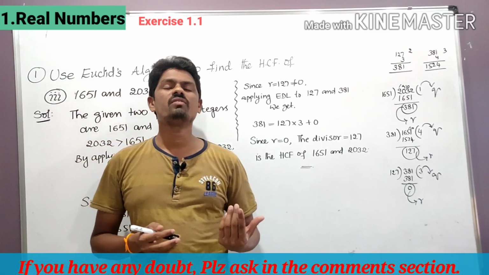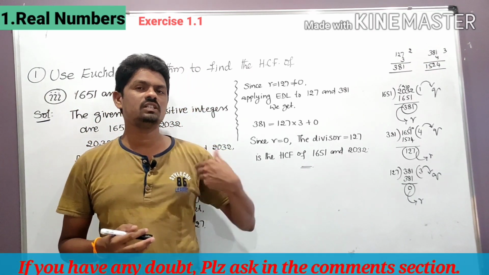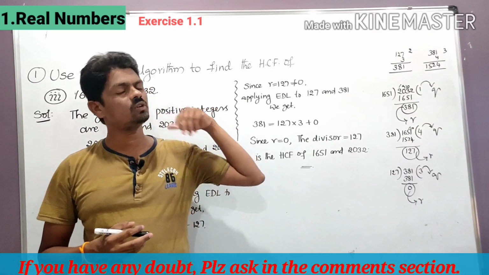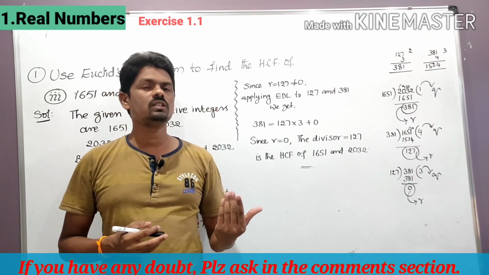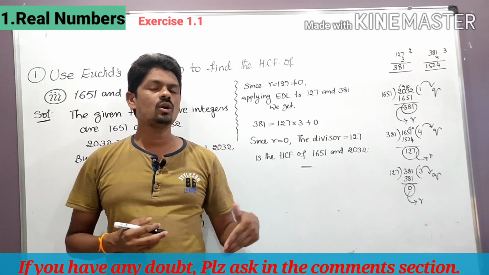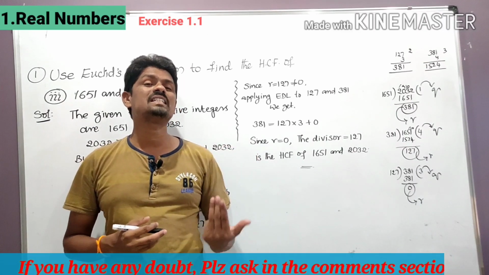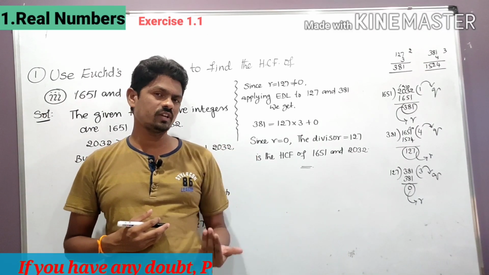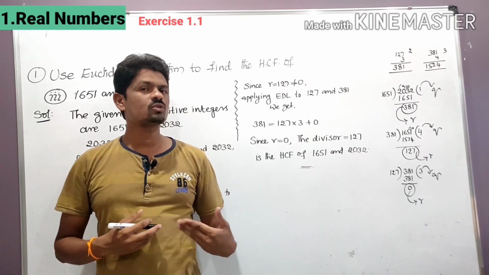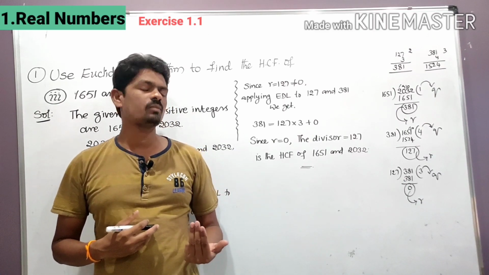So like this we can find the HCF of given two positive integers, student. Not only these two integers, we can find it for any two positive integers. So very easy, student. After watching the video, you have to practice at least 3-4 times, then only you get perfect, student. So that's all for today's class, student. We will meet in the next class with another problem.